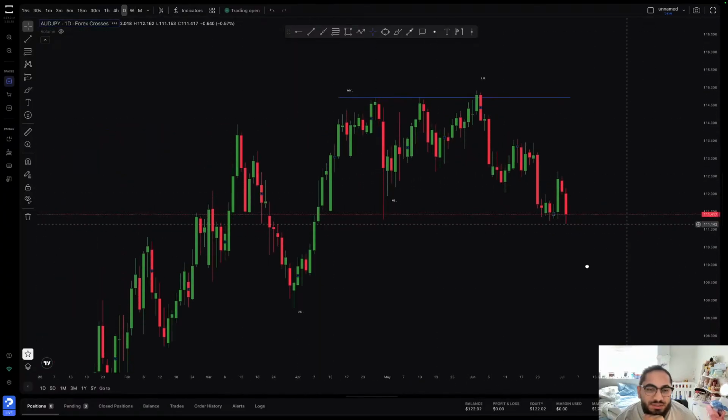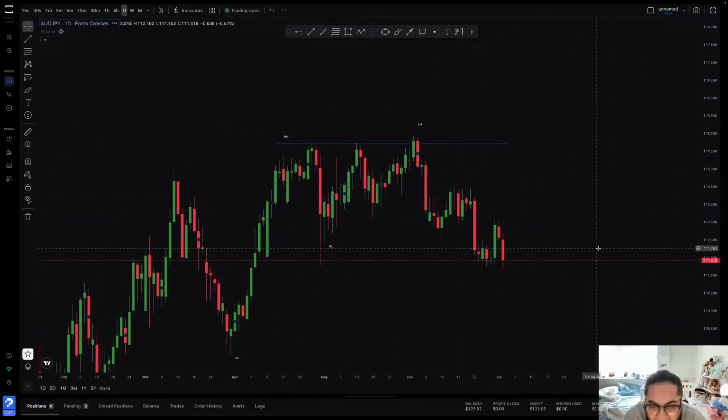So that's what I'm looking at right there. It's just higher low, higher high, right? We understand the main trend. We understand the overall trend. And that's what that's telling me here. The overall trend. The main trend.